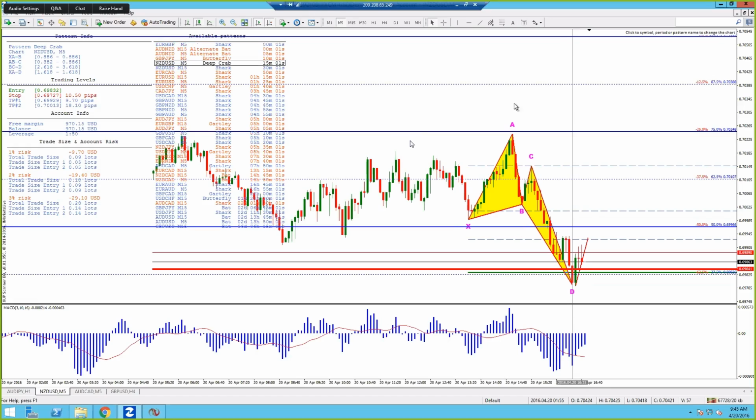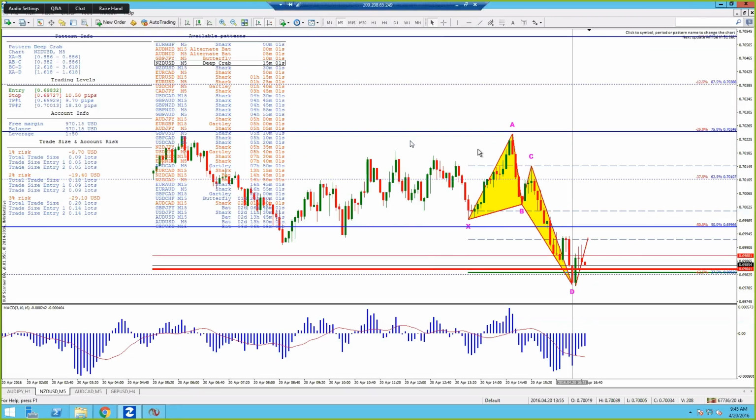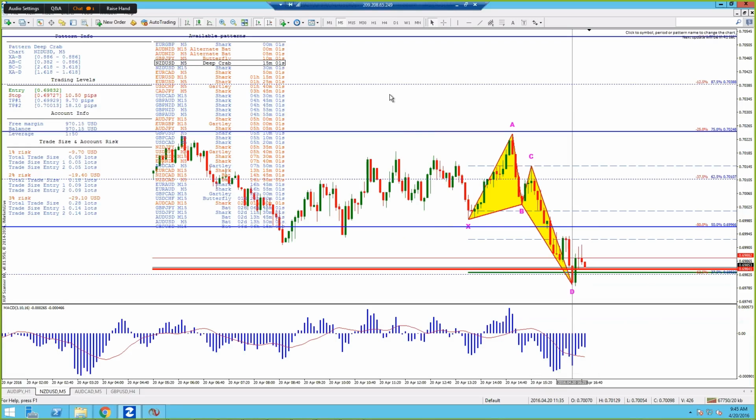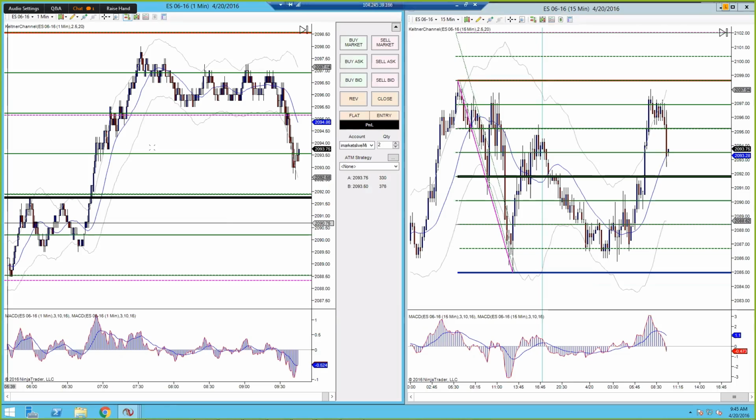All right, guys, let's see if this holds here. Nothing's happening in the futures yet. So if you do anything in the Forex markets, you've got a very, very small stop here, guys, small stops. All right, it's going to go into a dead market, guys.